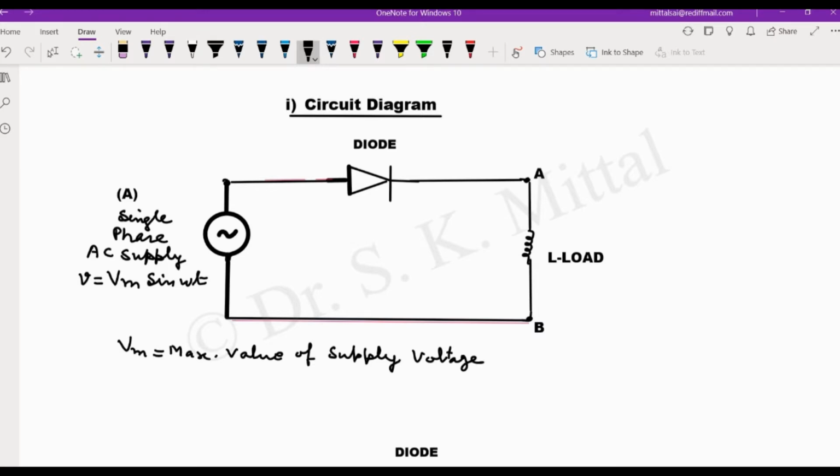Here diode acts as rectifier which will rectify the positive half cycle because this rectifier or diode will be forward biased by positive half cycle. Here between terminals A and B, inductive load is connected.